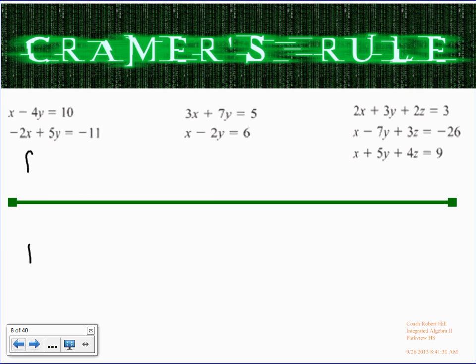So the first thing I do, I get my denominator, or my coefficient matrix. So I just take my coefficients: 2, 3, 2, 1, negative 7, 3, 1, 5, and 4.